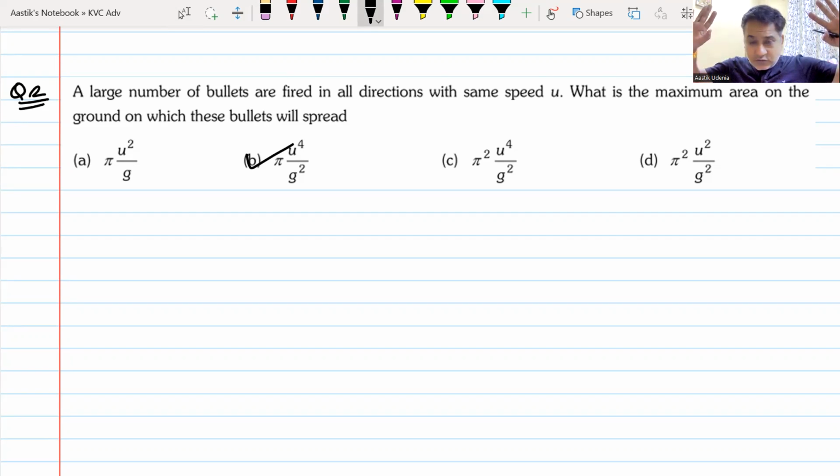Everyone understands this? Yes or no? Yes, sir. So it is pi into r square. R is the maximum range. Maximum range is u square by g. So you square it and you multiply it by pi. Everyone understands this? Yes, sir.